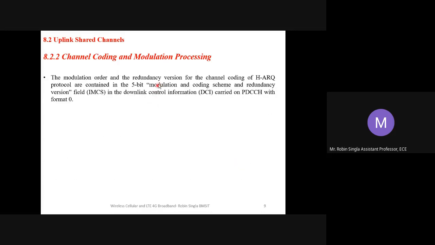The modulation order and redundancy version of channel coding for the HARQ protocol are contained in a 5-bit field, known as the modulation and coding scheme and redundancy version field, IMCS, in the downlink control information, DCI, carried on the physical downlink control channel, PDCCH, with format 0.